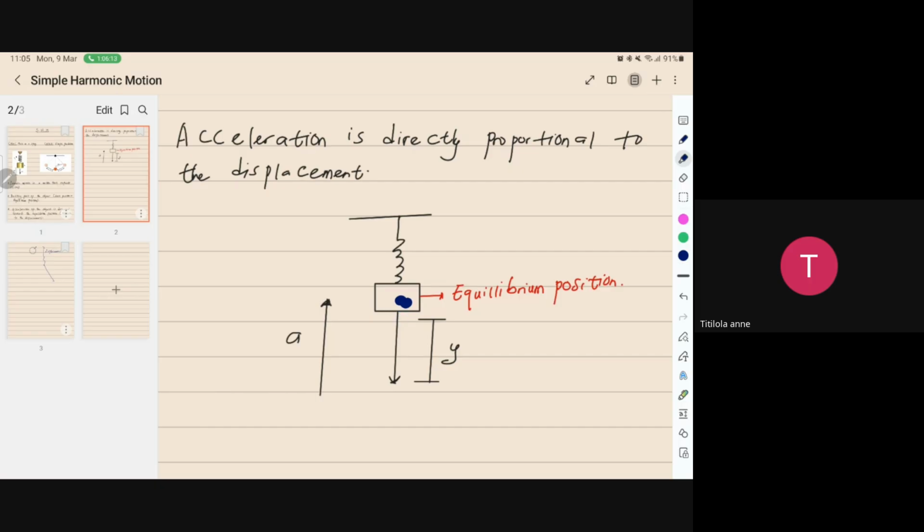So that's why I said that the more you pull it, the more the displacement, the more the acceleration. And the acceleration is going to be opposite to the pulling. You pull it this way, the body moves the other way.